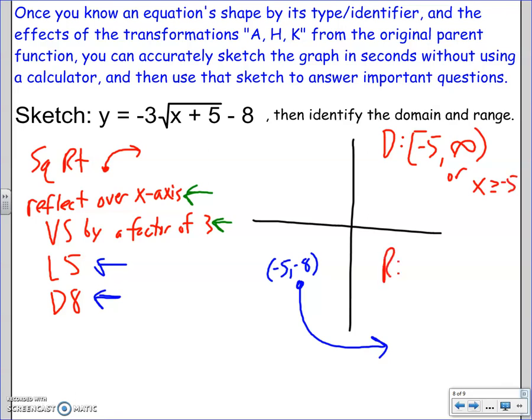For range, I'll do the same thing. How low? It goes down forever. Infinity is always open. -infinity. How high? -8. Closed. Or I can say y is less than or equal to -8.